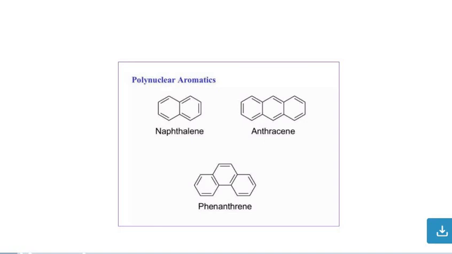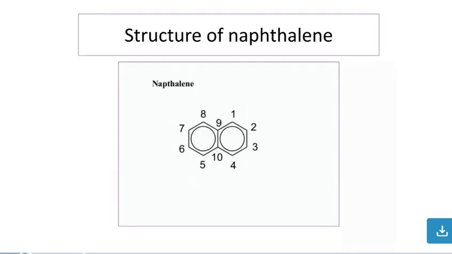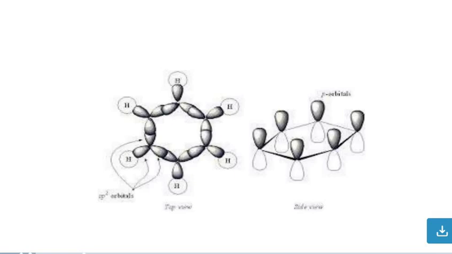Now, look at the structure of polynuclear aromatic. Structure of naphthalene, structure of anthracene, and structure of phenanthrene. Now, look at the structure of naphthalene and numbering scheme in naphthalene. Now, molecular orbital diagram of benzene and naphthalene.